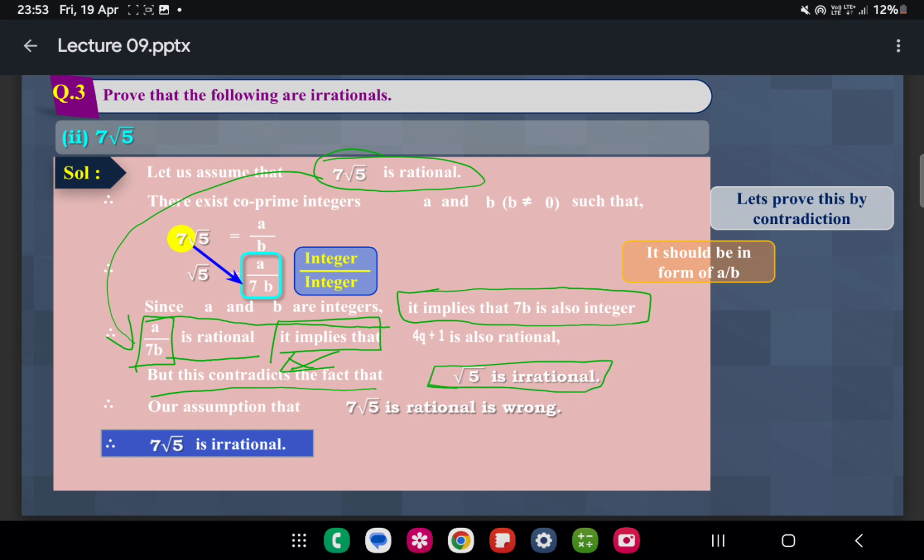Already we know that root 5 is irrational, so our assumption that 7 root 5 is rational is wrong. Therefore we can say that 7 root 5 is irrational. Only this much proof you can write in the examination. If they ask questions like these, it is very easy to write.